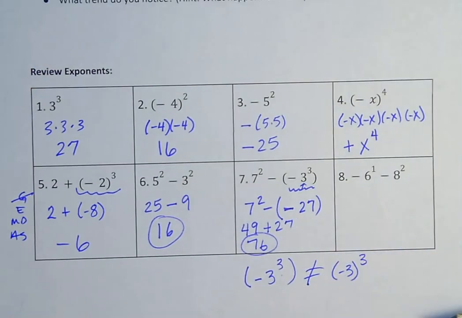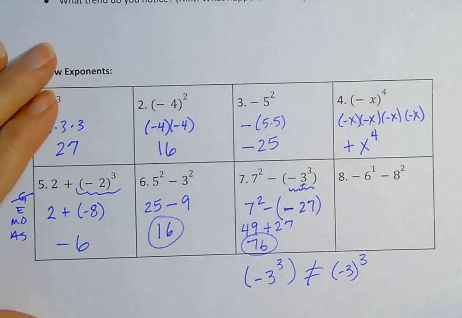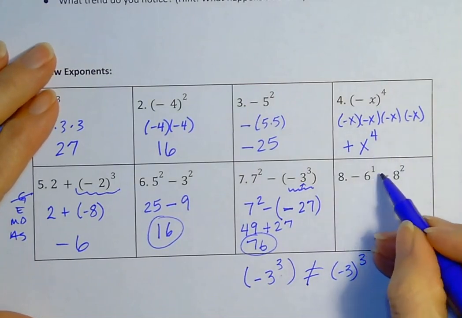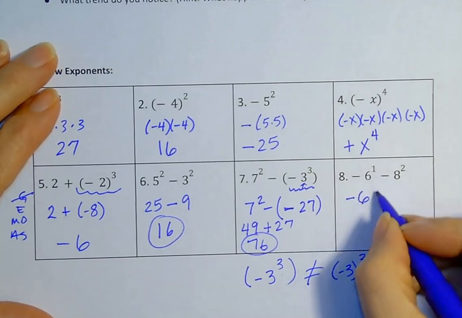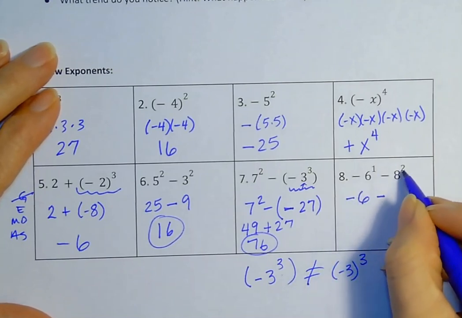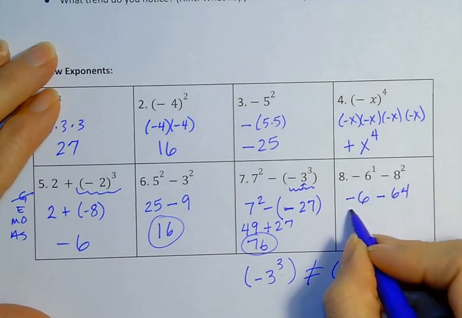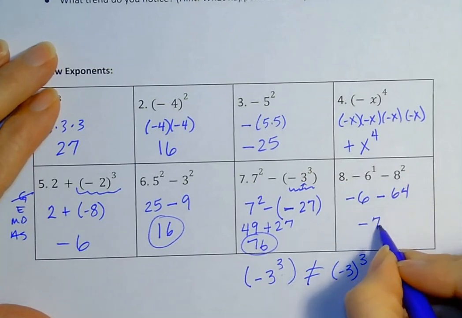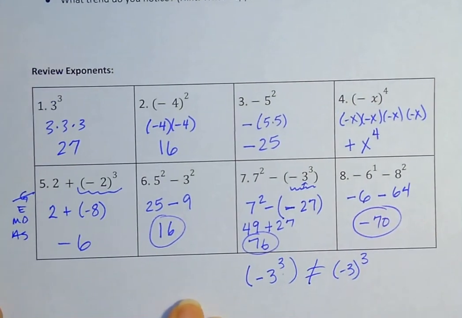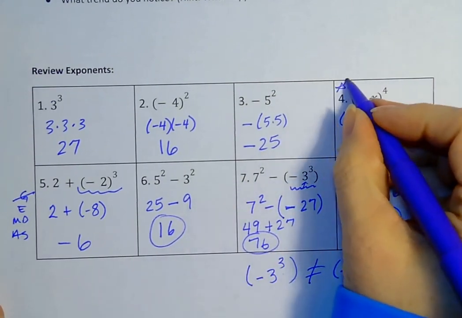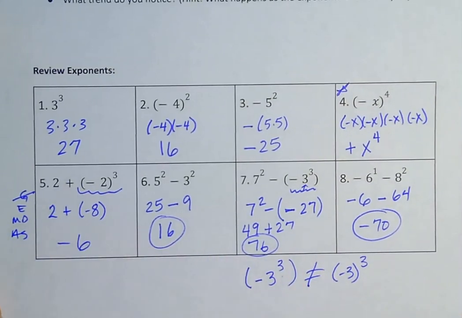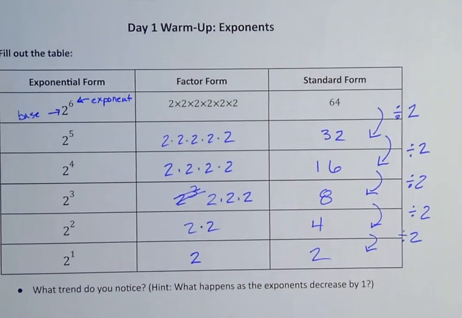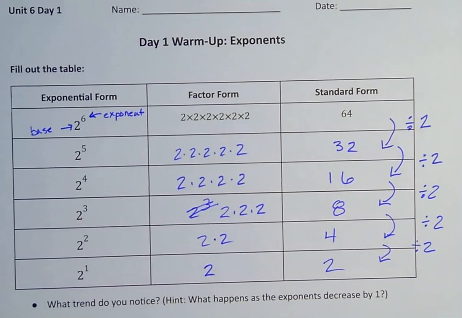All right. Okay. And so we want the negative of 6 to the 1. Well, 6 to the 1 is just 6, so we want the negative of 6 minus 8 squared. 8 squared is 64. So you have negative 6 minus 64 is negative 70. Okay, so aside from number 4, which you may not have worked with yet, hopefully that brings back some fond memories of exponents in math. Thanks for watching, and we'll do our notes for Unit 6, Day 1 now.